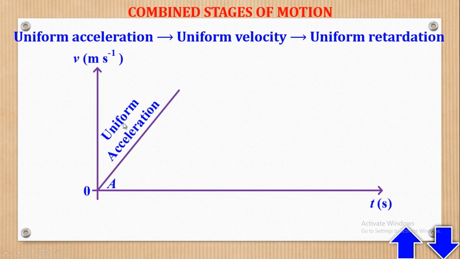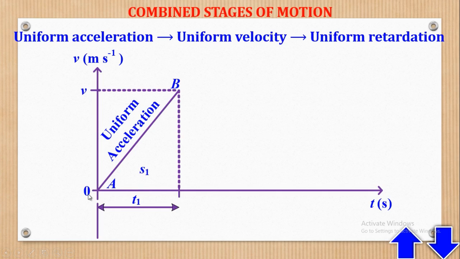So this is first uniform acceleration. This is now the time taken during uniform acceleration from A to B, and V is the final velocity, and this 0 is the initial velocity for motion AB. Now this S1 will be the distance traveled, and that distance is equal to the area of this triangle, or the area under the graph.